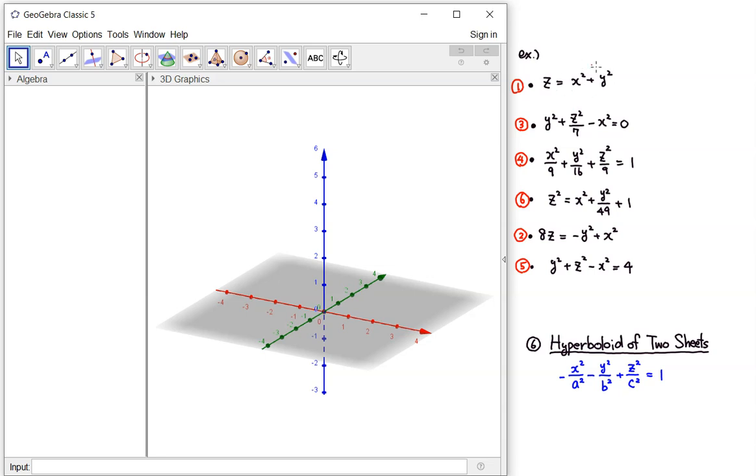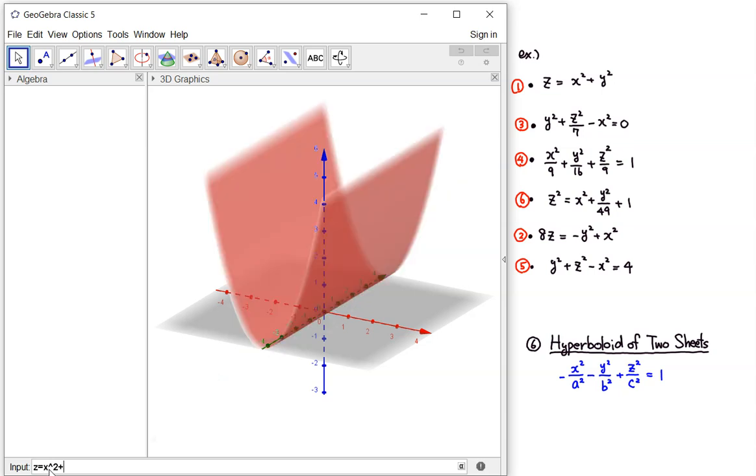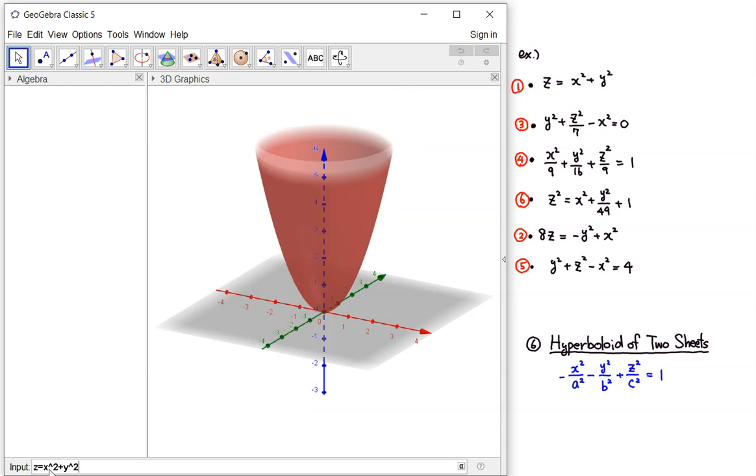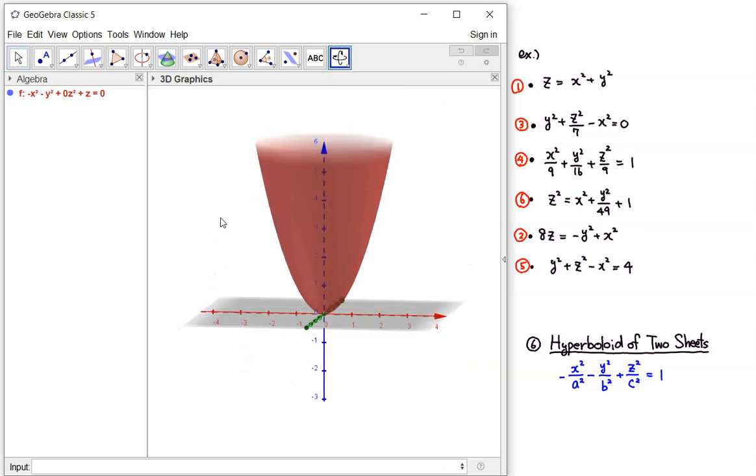So let's try to do the first one. This was the elliptic paraboloid. So here we just type in z is equal to x squared plus y squared. Hit enter, and you already see a picture. You see that it looks like a cup.